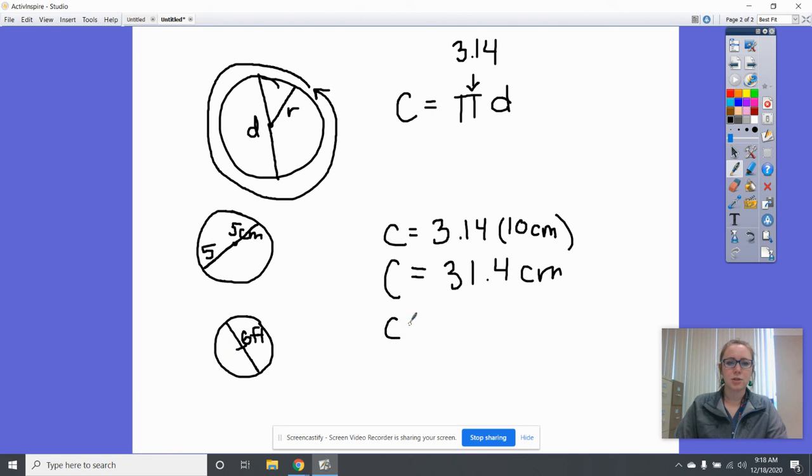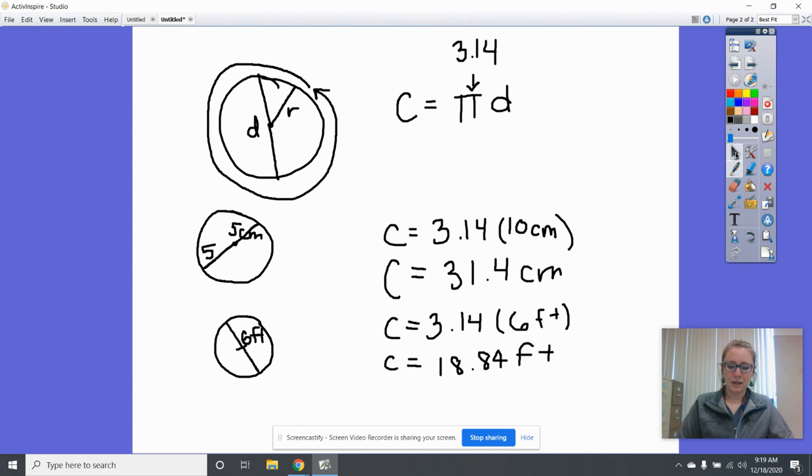Okay, let's do this one. Circumference equals pi, which is 3.14, times diameter. Well, in this case, they do tell us the diameter, so that's easy. 6 feet. So then we just multiply 3.14 times 6, and that equals 18.84, and just plain old feet. So that is the circumference and area of circles.